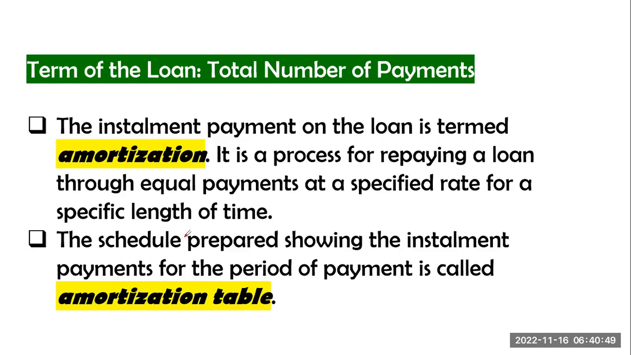Now, term of the loan, that is the total number of payments. Siyempre, meron siyang given time kung ilang months or years mo babayaran yung utang na inutang mo. Now, the installment payment on the loan is termed amortization. Okay, this is called amortization. It is a process for repaying a loan through equal payments, okay, at a specific rate for a specific length of time. Equal payments. So, pare-parehas hanggang matapos mo yung specific length of time. And mabayaran mo lahat yung utang. And the schedule prepared showing the installment payments for the period of payment is called the amortization table.